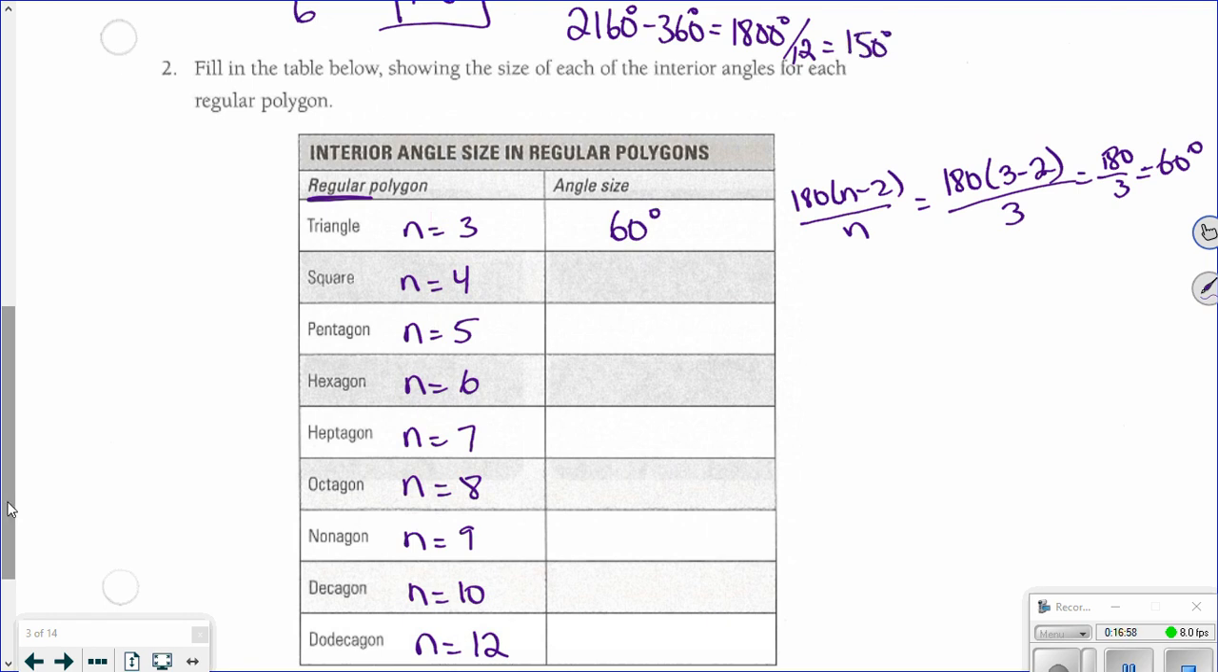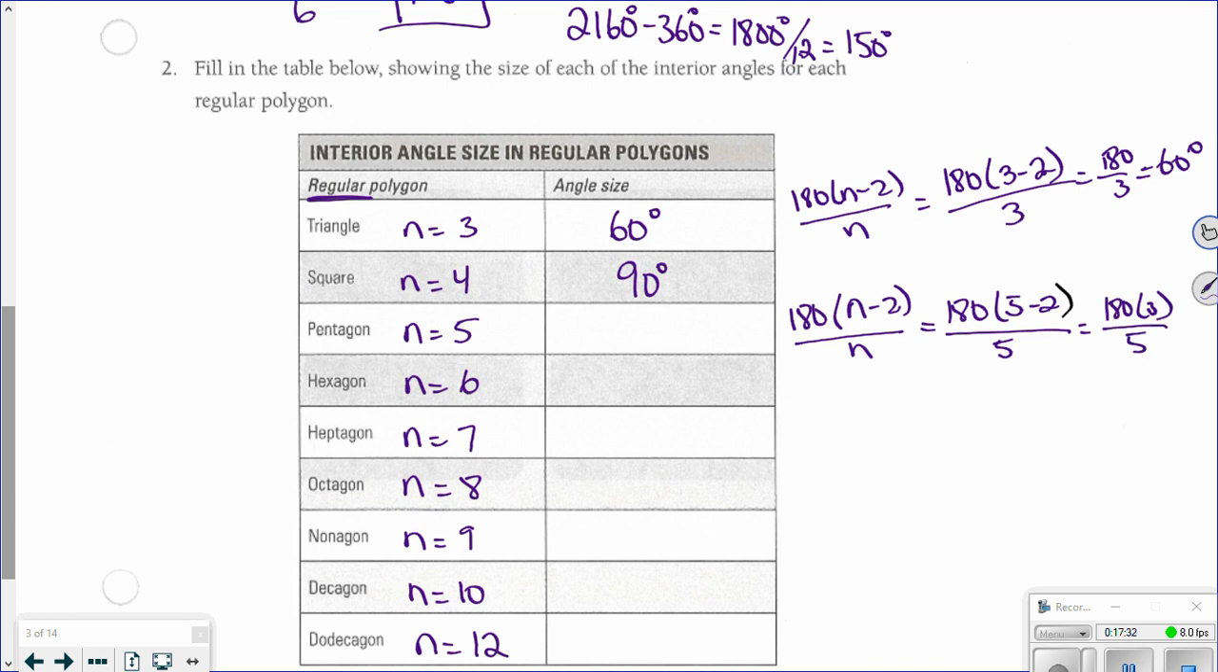You're going to do that for each one of these. If you do all that work... I'm just going to pick a few of them to do because I don't want to work them all out, and I actually don't have enough room, but you do for sure. Squares are 90 degrees. We'll do pentagon. Pentagon is 180 times (n minus 2) over n. So 180 times (5 minus 2) over 5, which is 180 times 3 over 5. 180 times 3 over 5 is going to be 108 degrees.